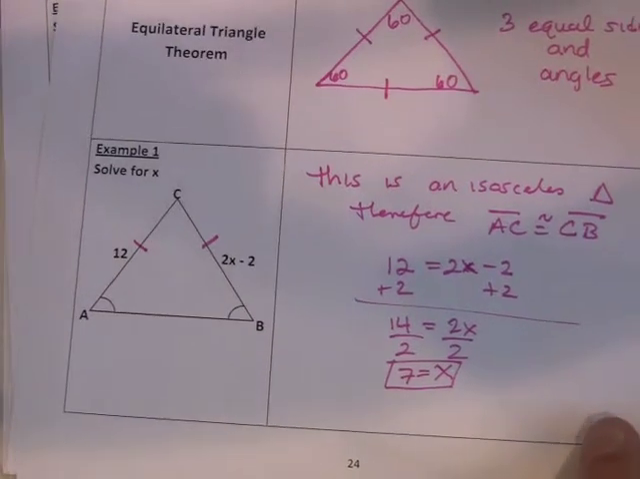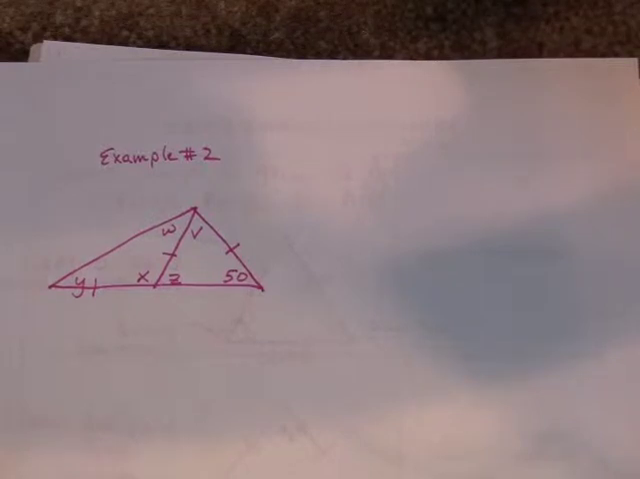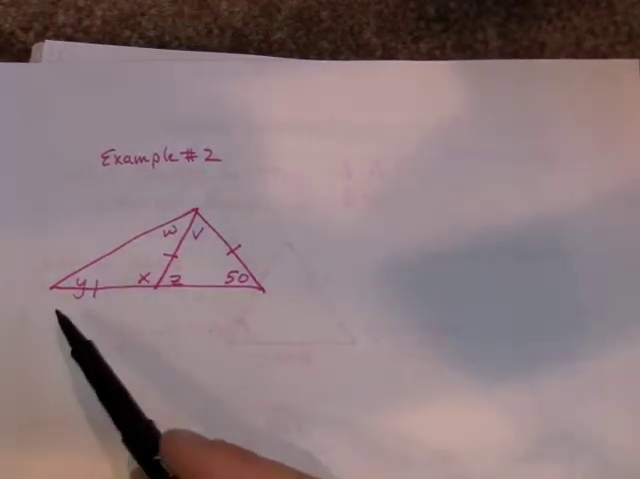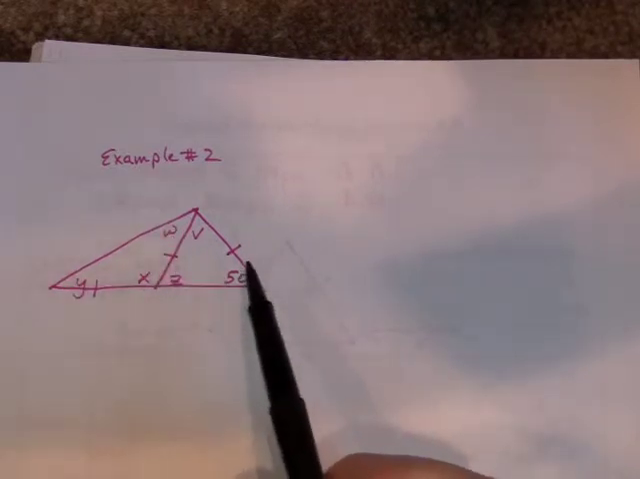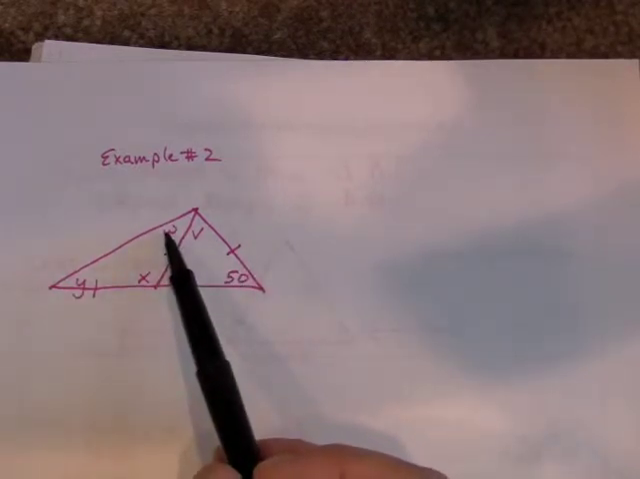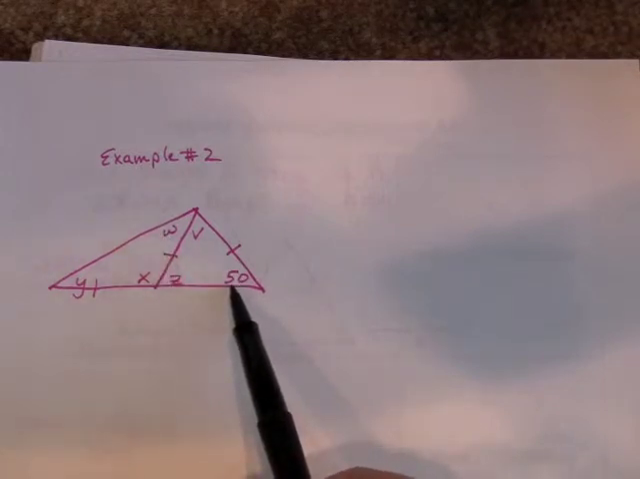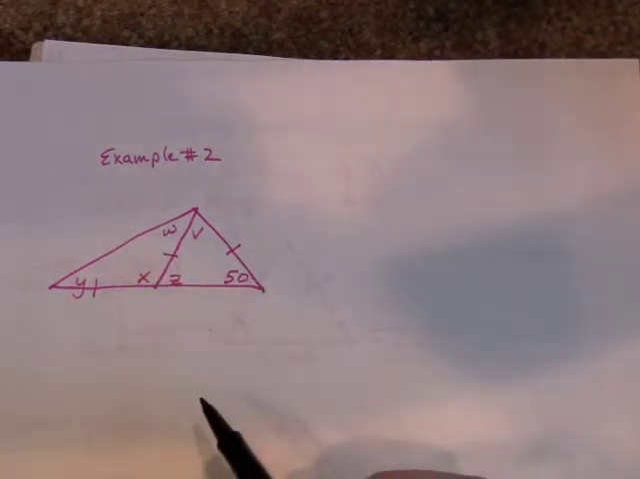Okay, and let's switch over to example number 2. What we're going to do here is change it up because there's an error on it. So what you want to do is replace the W and the 50, just reverse them. So this is now W and this is 50. And then let's solve it.